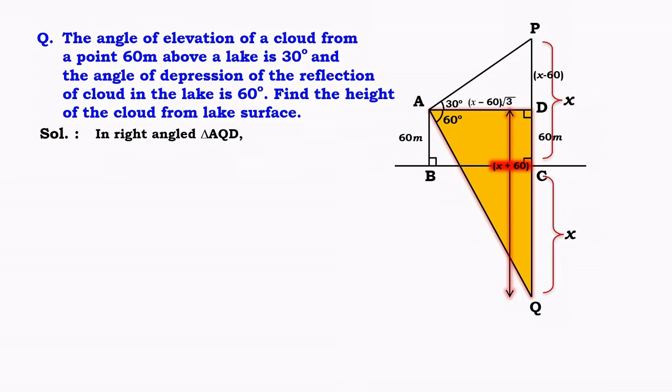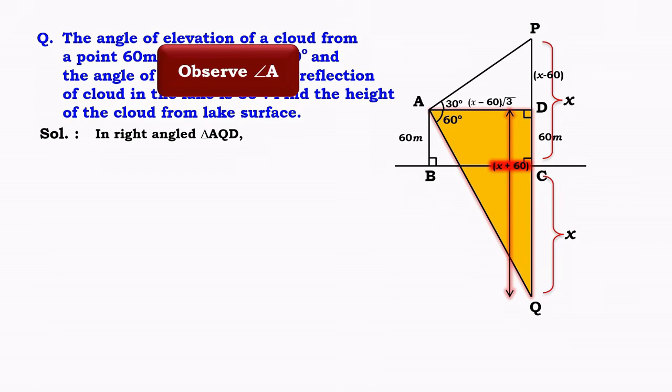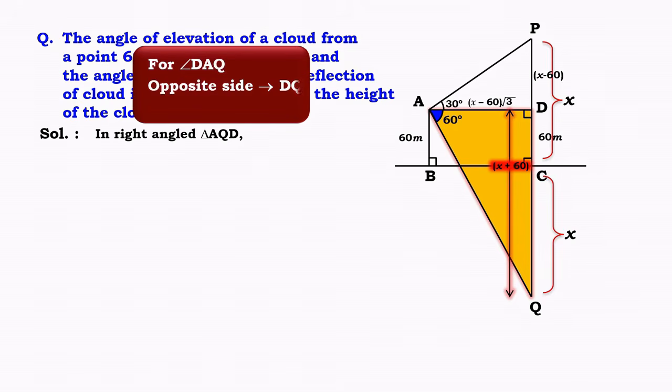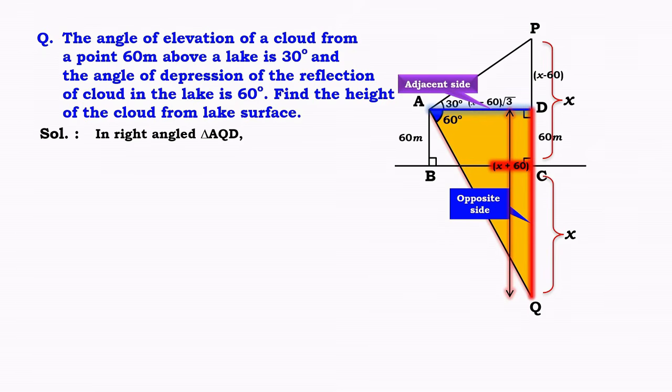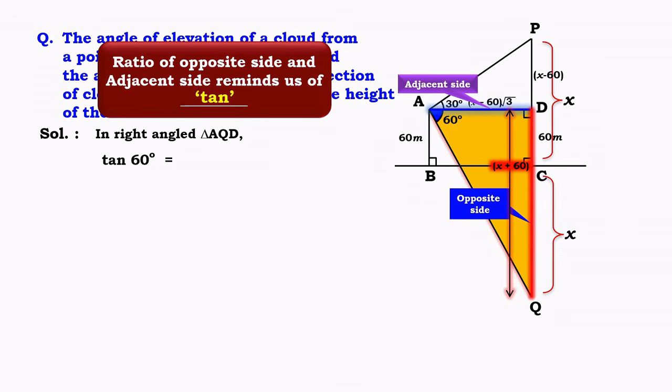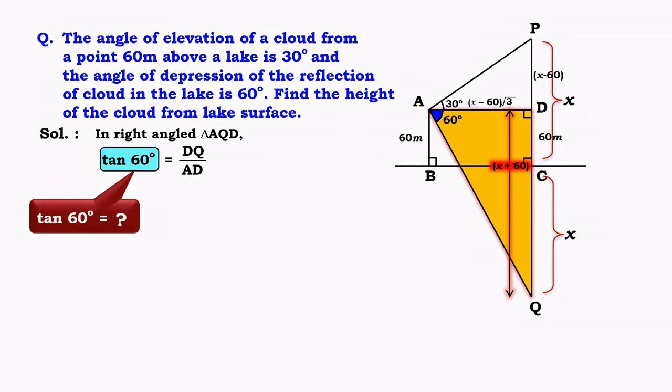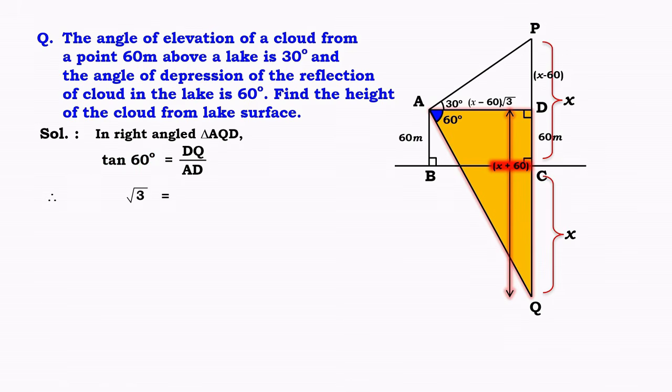Now, consider the right-angled triangle AQD. For angle DAQ, the opposite side is DQ and the adjacent side is AD. The ratio of the opposite side and the adjacent side reminds us of the tangent ratio. Therefore, in the right-angled triangle AQD, tangent 60 degrees is equal to DQ divided by AD. Substituting the values, root 3 is equal to (x plus 60) divided by root 3 multiplied by (x minus 60).